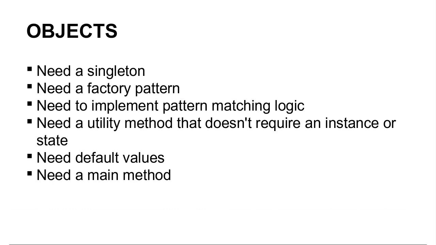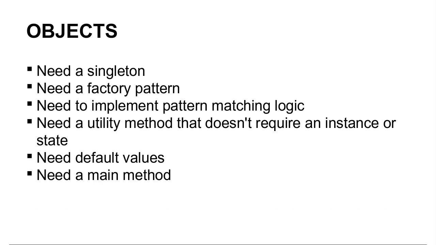If you need to implement pattern matching logic, if you need a utility method, one that does not require an instance or a state, then you'll use an object. If you need to set up some kind of default values, then you'll need an object. And if you need a main method, you'll need an object. So let's go on that particular thread and talk about the main method.